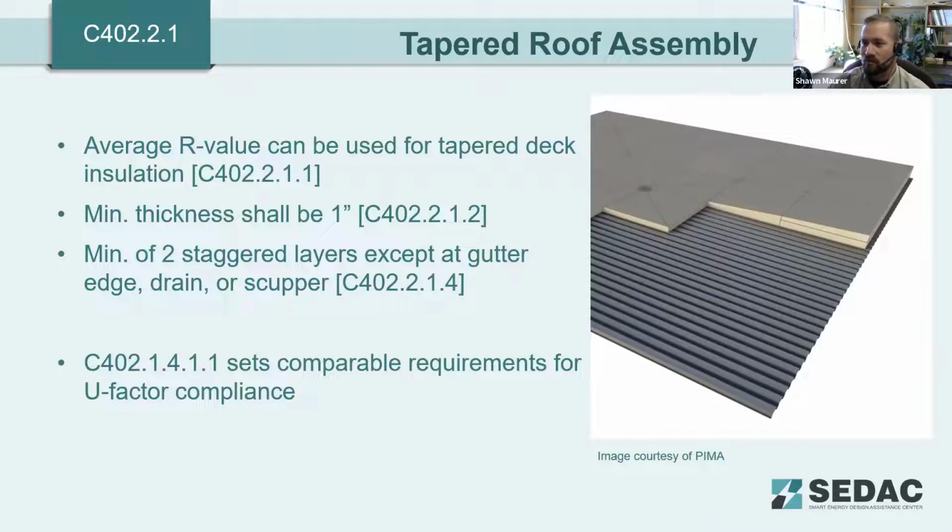C402.1.4.1.1 of the 2021 IECC was added in. It's essentially a restatement of the R value compliance that's listed here, but for U factors. It should be approximately the same application. They just have broken those out into two separate sections for R factor and U factor requirements.